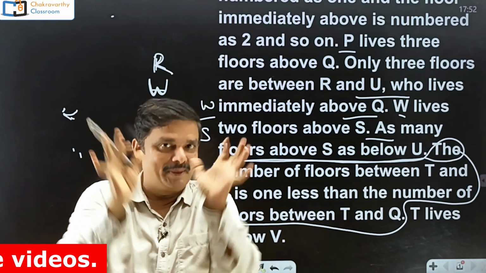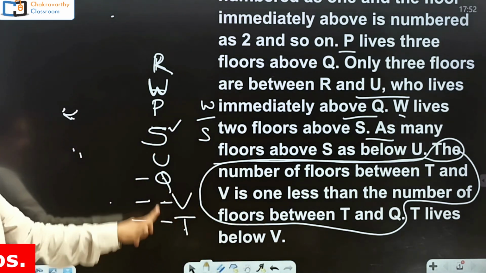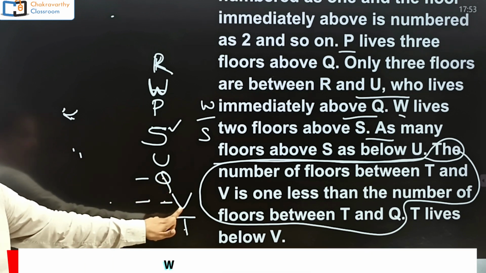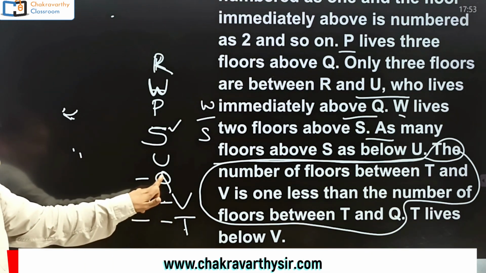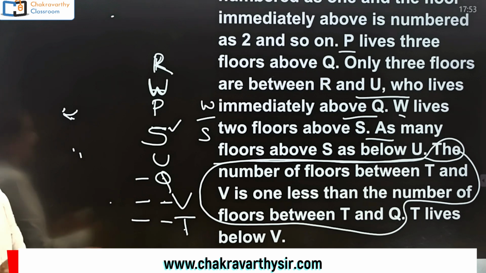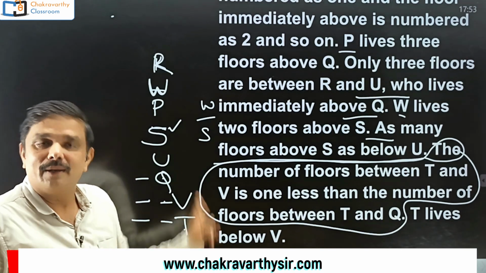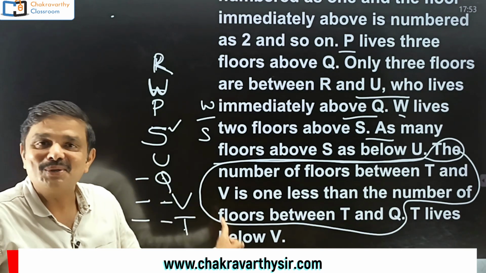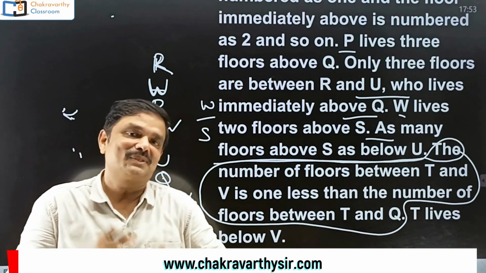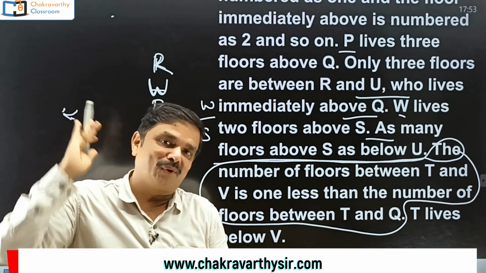I finally repeat this point here. What is that? Number of floors between T and V is 1 less than number of floors between Q and T. Between Q and T, 1 floor is there. Between T and V, 1 less than 1. That means 0 floors should be there. Yes, that condition is fulfilled. This is the way, students. I hope this is clear for all of you.